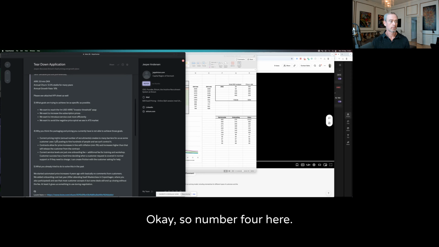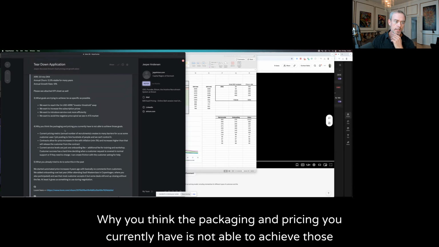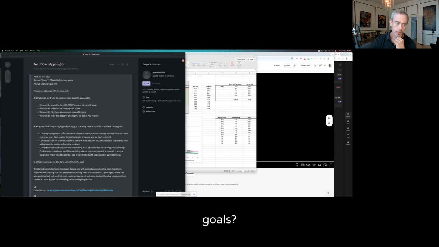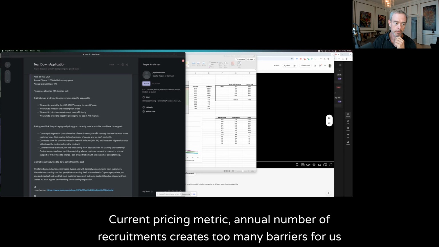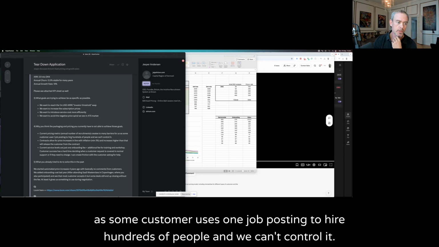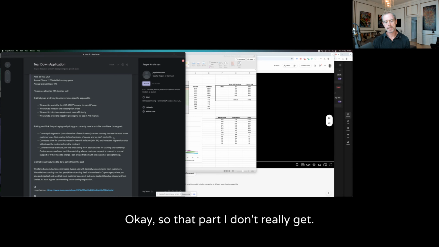Okay, so number 4 here. Why do you think the packaging and pricing you currently have is not able to achieve those goals? Current pricing metric, annual number of recruitments, creates too many barriers for us, as some customers use one job posting to hire hundreds of people and we can't control it. Okay, so that part I don't really get.